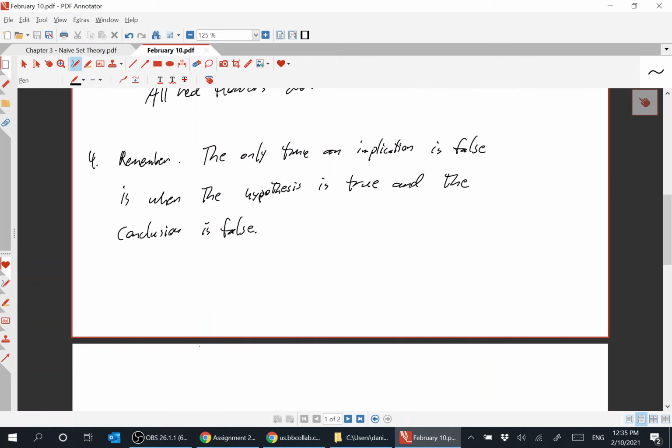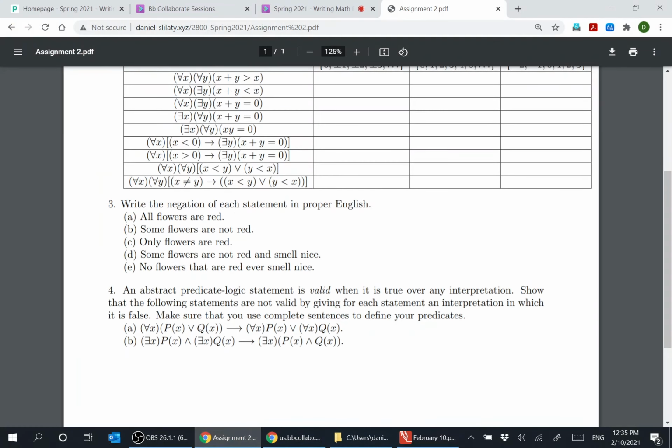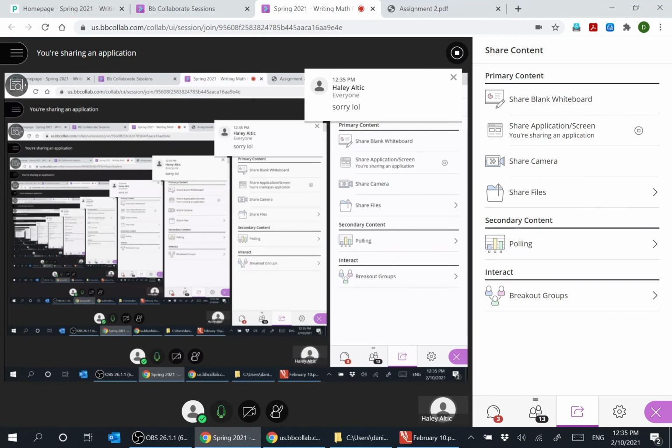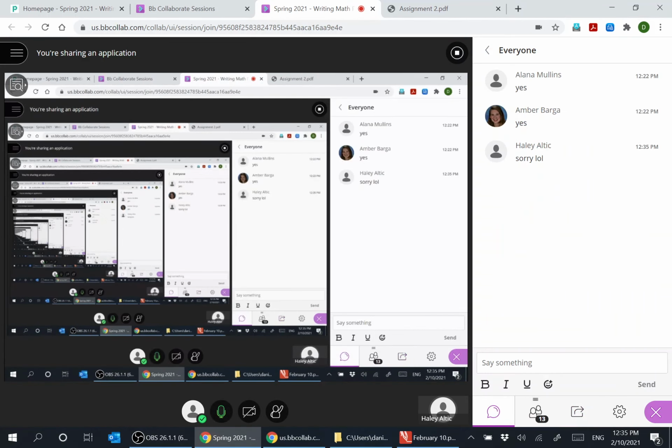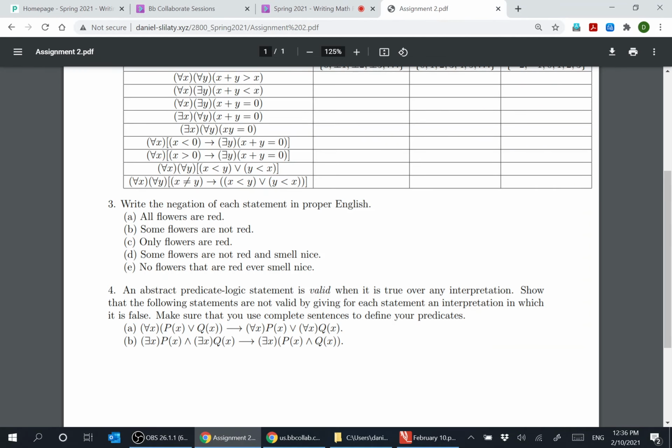All right. In both of these statements, they're both implications, so we want an interpretation in which they're false. You've got to make the hypothesis true and the conclusion false. No problem, happens a lot. You've got to make the hypothesis true and the conclusion false.